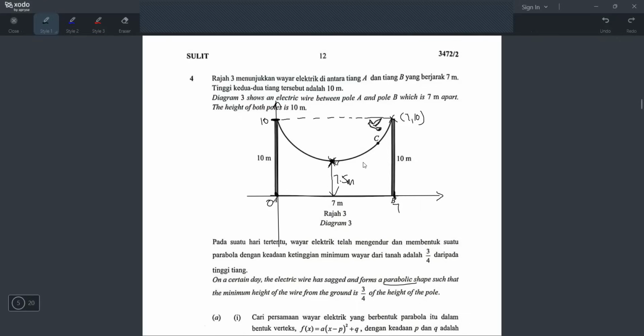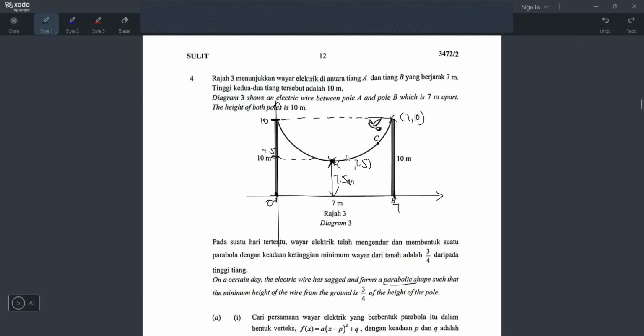And guess what? This point, we call it the minimum point. And we don't know the x coordinate, but we know the y coordinate. The y coordinate is, because the height here is 7.5, right? So if I draw across here, it means the distance here is also 7.5. So the y coordinate is 7.5, in meters. But the x coordinate I don't know, okay?